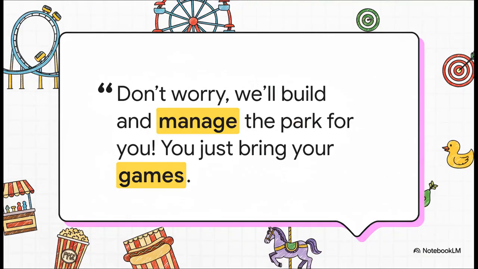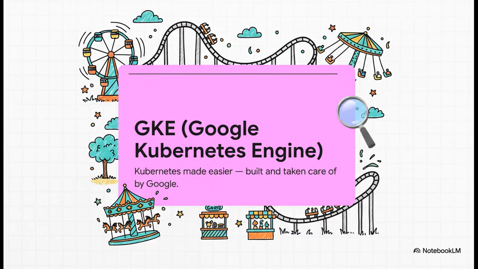And this is the core promise of GKE. It's like Google steps in and says, hey, you know what? Don't you worry about building the park. We'll handle all the construction, all the management. You just focus on what you do best, creating amazing games. So that's the key takeaway right there. GKE is just Kubernetes, but it's Kubernetes made incredibly easy. Why? Because the entire underlying foundation, all that boring park building stuff, is built, managed, and maintained for you by Google.